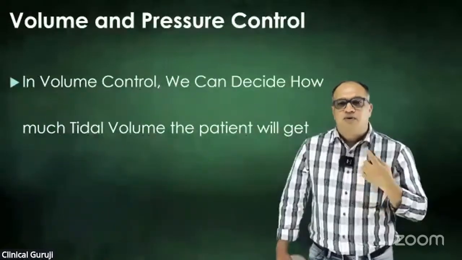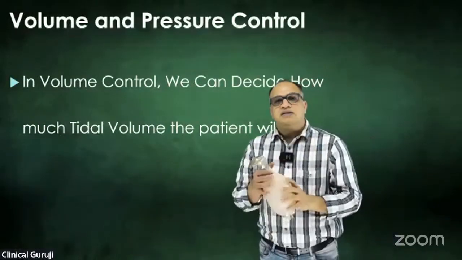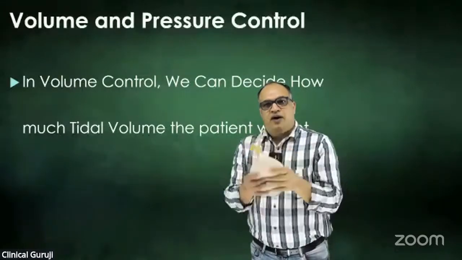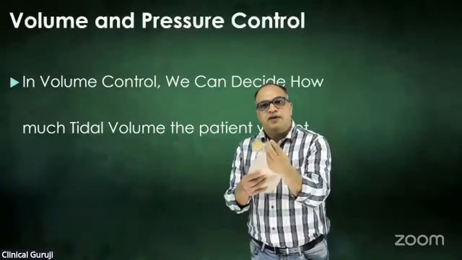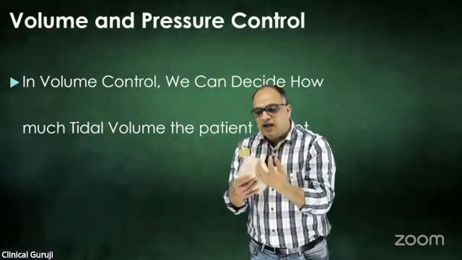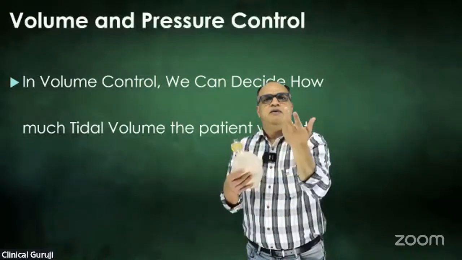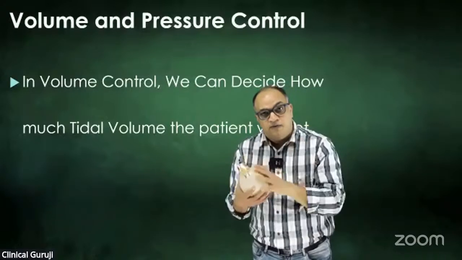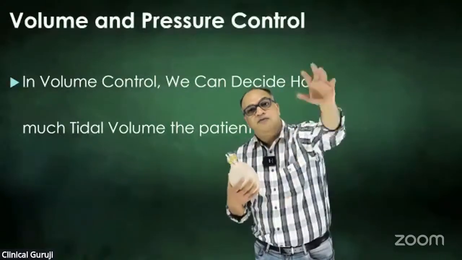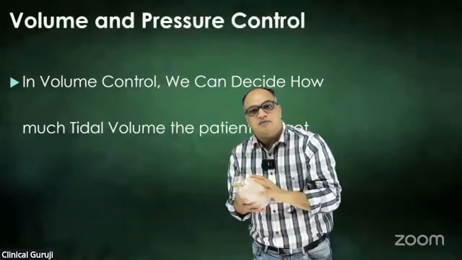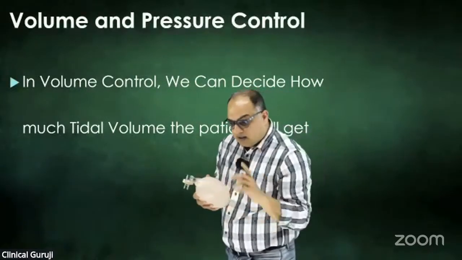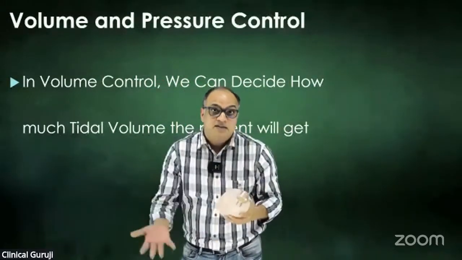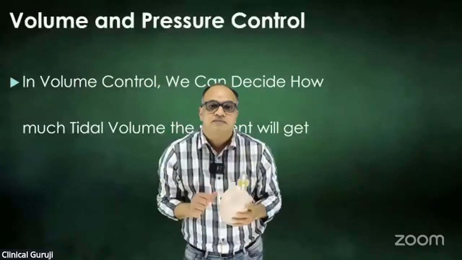So in volume control, we can decide how much tidal volume the patient will get. We will inflate the AMBU 500. Now somebody with very good, beautiful pink lungs will have his pressure elevated to maybe 14, 15. And somebody with ARDS bad lungs will have a pressure rise up to 55 with the same 500 ml tidal volume. Right? In volume control, we can decide how much tidal volume the patient is going to get, but the pressure generated will depend on the condition of lungs.